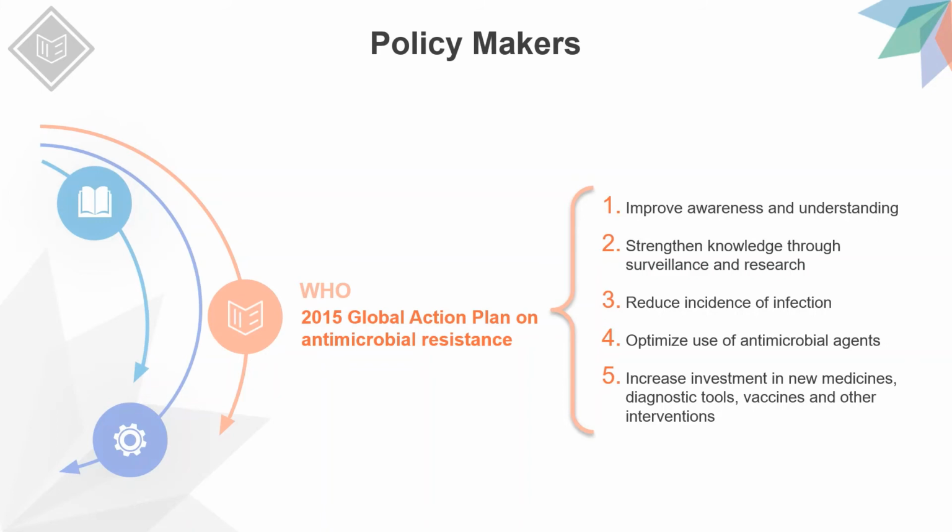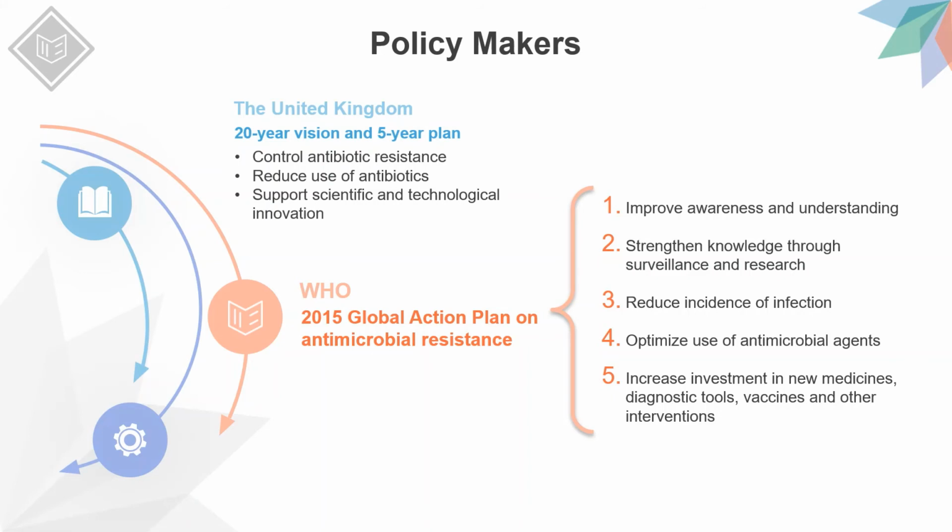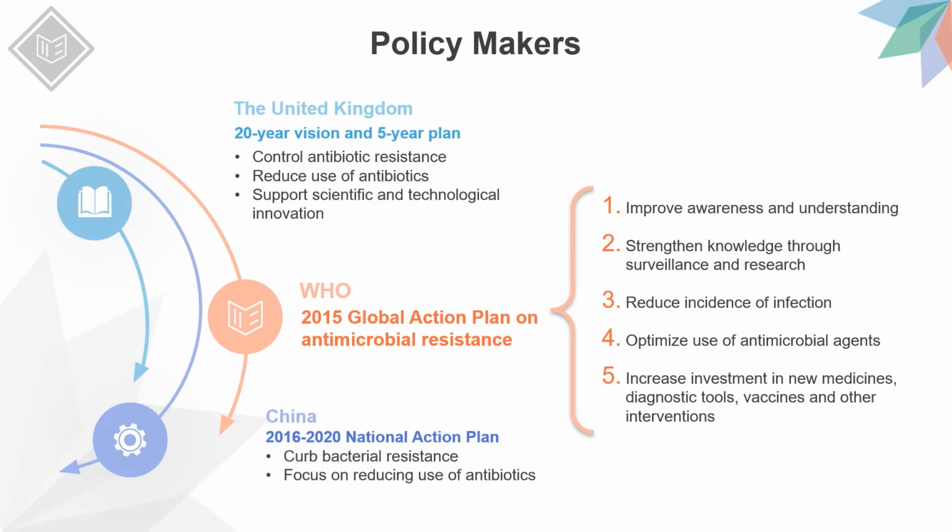After the WHO enacted its action plan, other countries followed by adapting their own systems to achieve the objectives listed in the WHO action plan. For example, the UK formulated its 20-year vision and 5-year plan, and China came up with its 2016 to 2020 National Action Plan. Both of these visions and plans have goals in accordance with the WHO Action Plan.